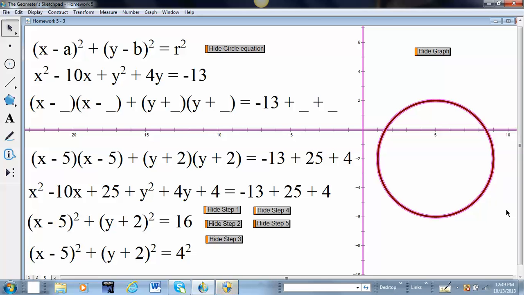I don't think I could graph these equations without completing the square. So it's a very useful concept, and I hope in the future you will use it in your math education.